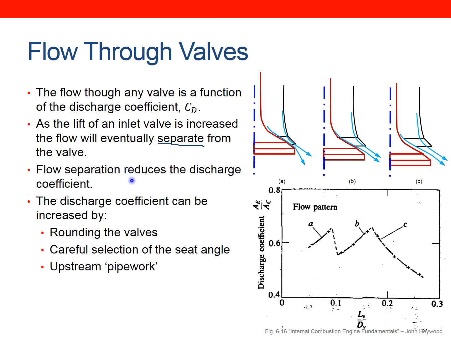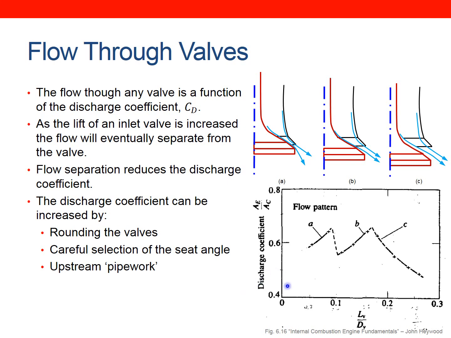So flow separation reduces the discharge coefficient, but there is some good design that we can do to reduce the effects of that, and the discharge coefficient can be increased by rounding the valves. So rather than having these sharp edges as shown in my illustration, if the valve is rounded off, that will give the flow a better chance of sticking to it and not causing a recirculation zone. Careful selection of the seat angle is important. The seat angle is the angle of this to the horizontal, and choosing that angle well will again help prevent separation of the flow.